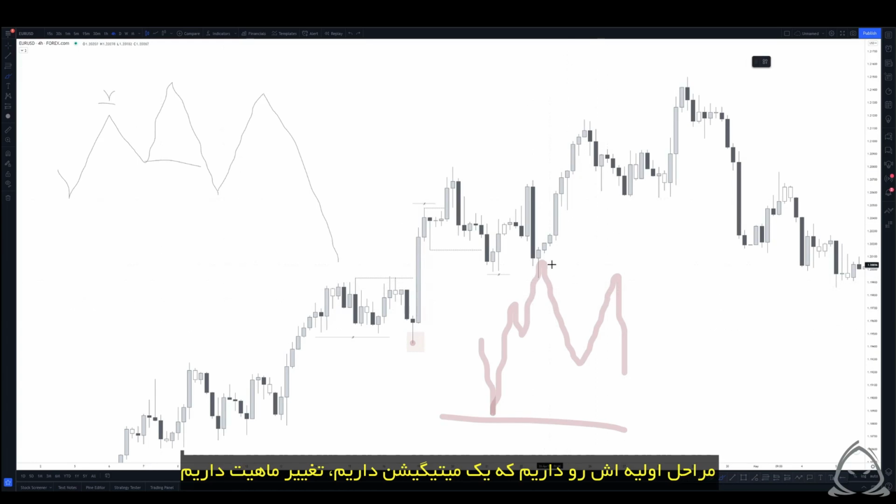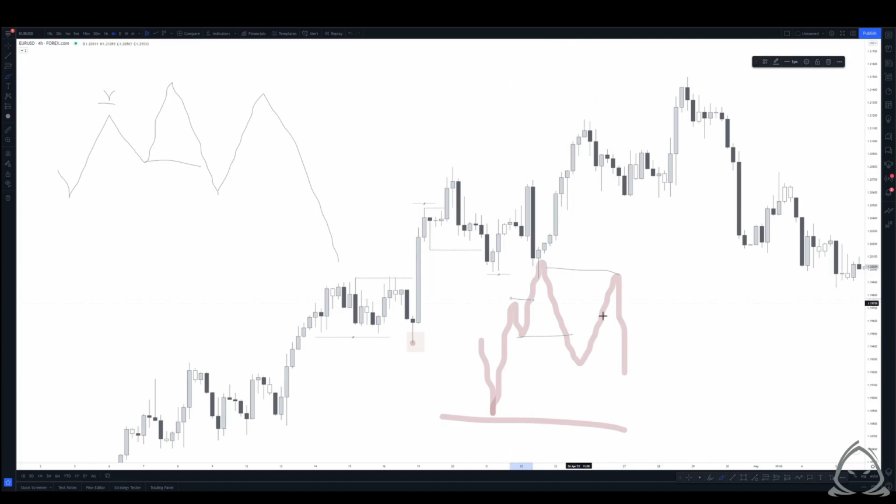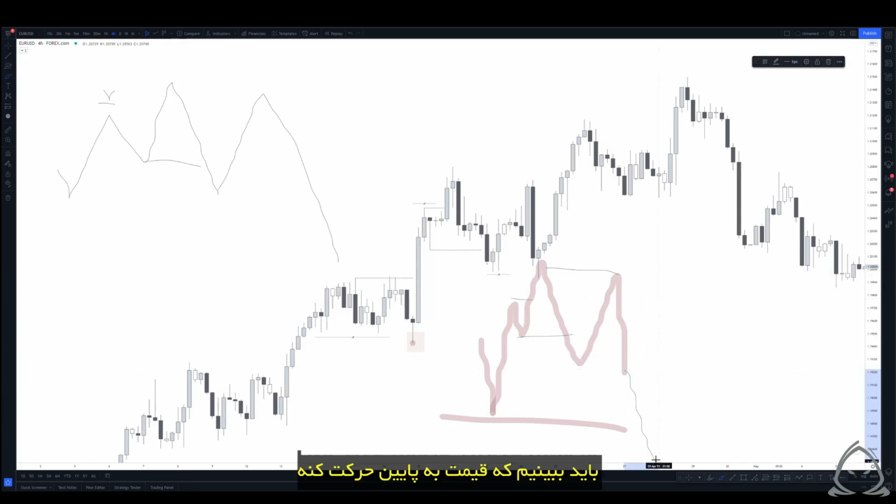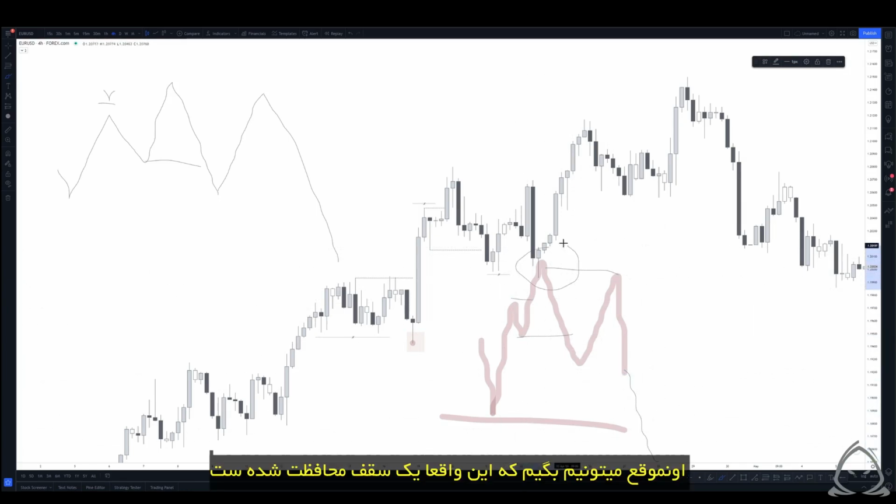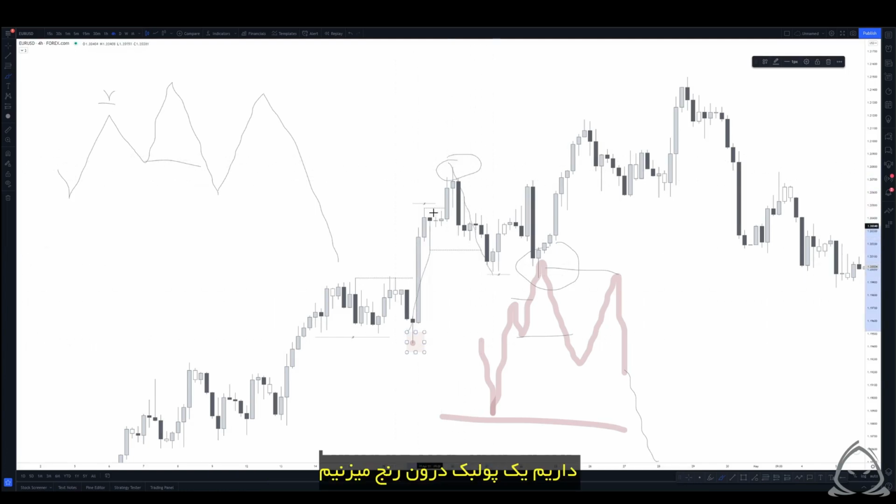We get the beginning stages of it where we get a mitigation. We have our change of character. What we need to see is price continue to the downside. Then we could really say that this is a protected high. Until then, it's really just more of taking out external range liquidity. We're getting a pullback within the range itself, and then we see a continuation.